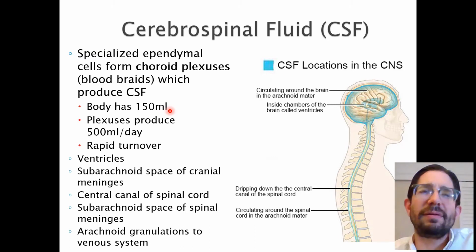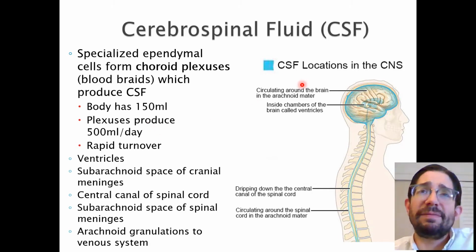Your body has about 150 mils, but you produce more than 3 times that amount every day. So that means you're constantly making new CSF. You need to constantly allow it to leak away through those arachnoid granulations we saw earlier.